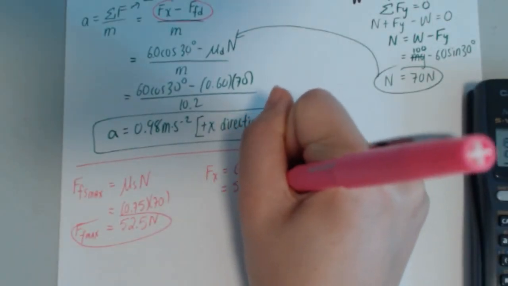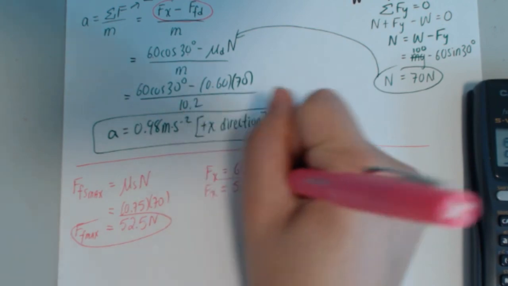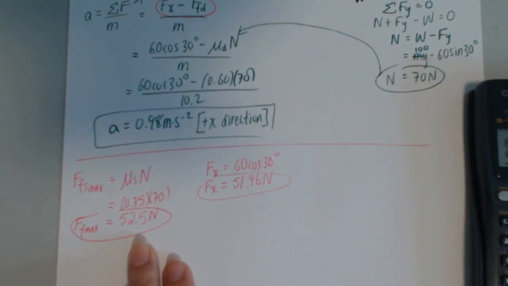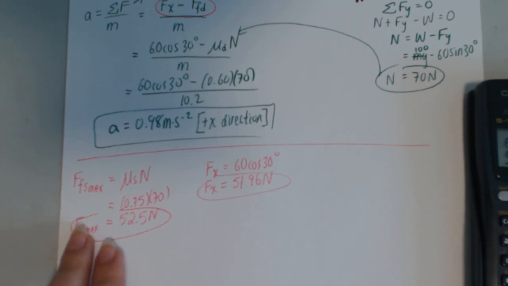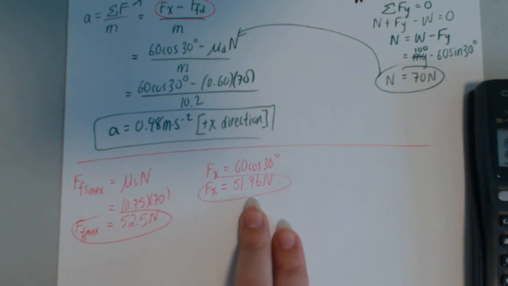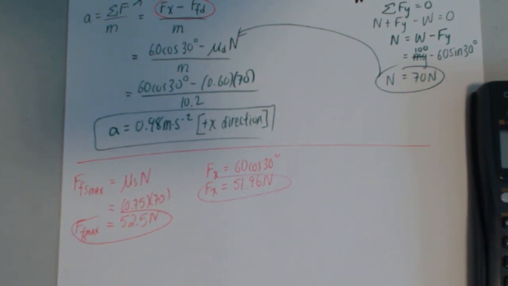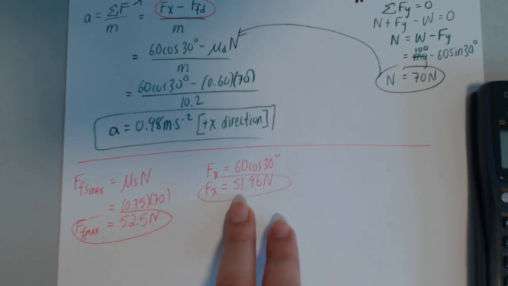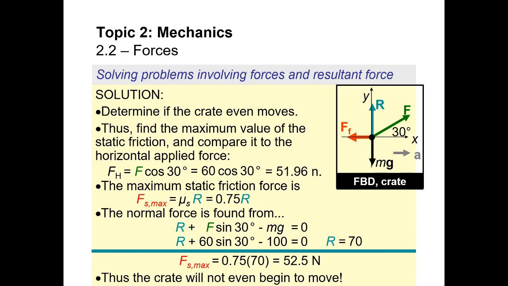60 times cosine 30. So that's 51.96. Now those two are very close, but they're not the same. So I need at least 52.5 newtons to break the static friction barrier, FFS max, but I'm only applying 51.96 newtons. So actually, the slides are correct. This crate is not actually even moving. Okay, so if I apply this much force in the x direction, that means the static friction force will actually be 51.96 newtons. That's quite interesting.